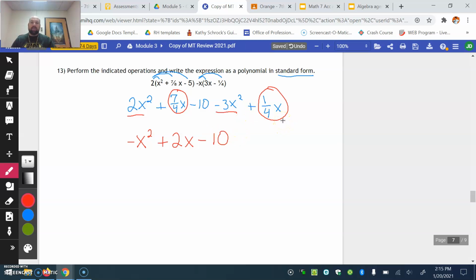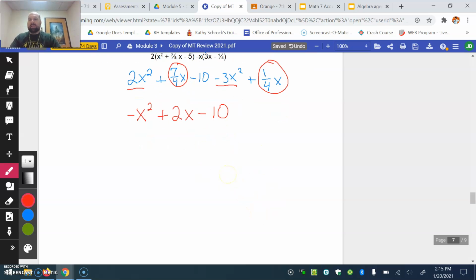So that's it. In order to understand this, you got to be listening. So hopefully that all made sense. If you got any questions about this, make sure you ask it in class.